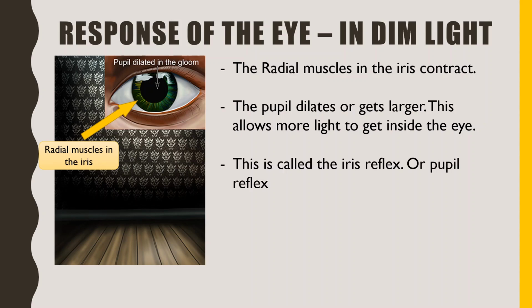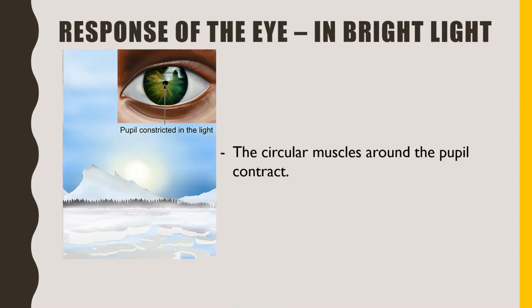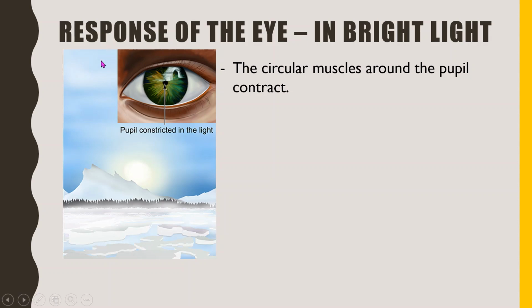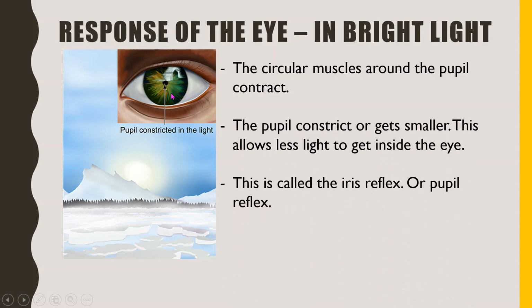And when there is more light, or bright light, what happens? Look at the size of the pupil. The size of the pupil you can see here is less. So basically, when there is more light, the size of the pupil is small. When there is less light, the size of the pupil is big.